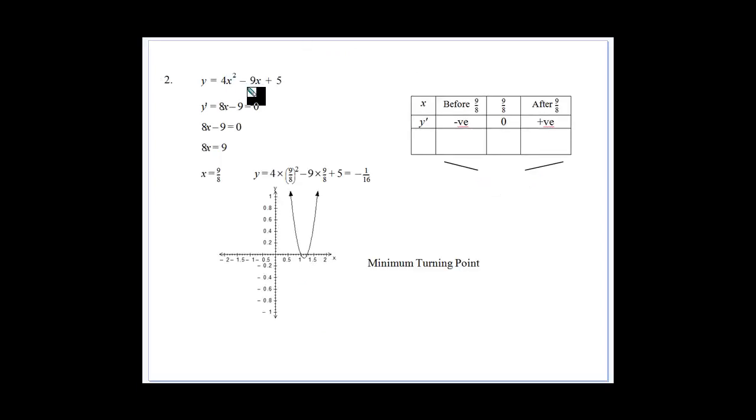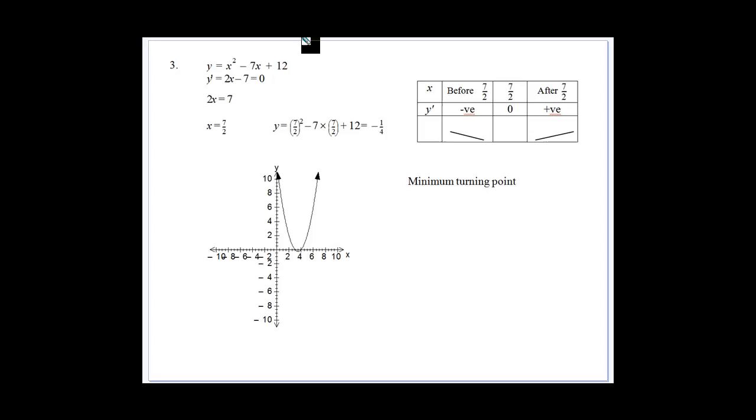This one we got 4x squared minus 9x plus 5. Again, derive, find the value of x when it's equal to 0, and then find your y value. Test before 9 on 8 and after 9 on 8, so pick some nice values. So you could pick 1 there, you could pick 2, and that will give you the gradient at those different points, because there's no other turning points, stationary points there. So we get a gradient that's falling, then 0, and then it's rising, so it's a minimum turning point.